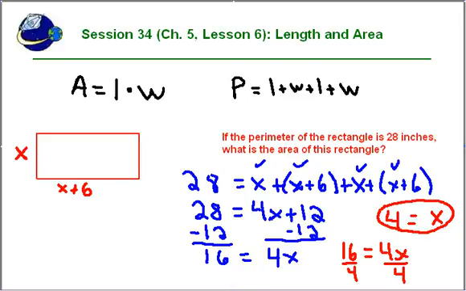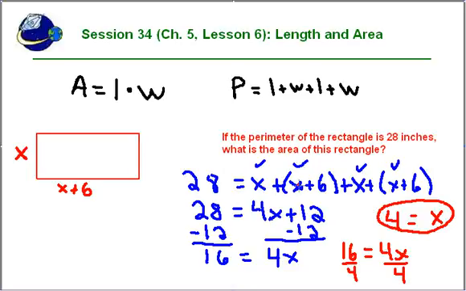Is that the answer to our question? No, the question doesn't ask us what x is. The question asks us if the perimeter is 28, what's the area? Well, before we try to calculate the area, let's double check our numbers and see if the answer that we came up with, x equal to 4, works. So we're going to go ahead and stick it back into our formula up here for the perimeter.